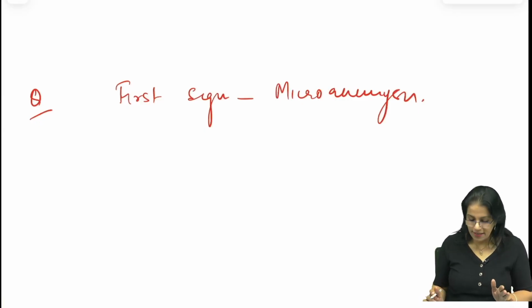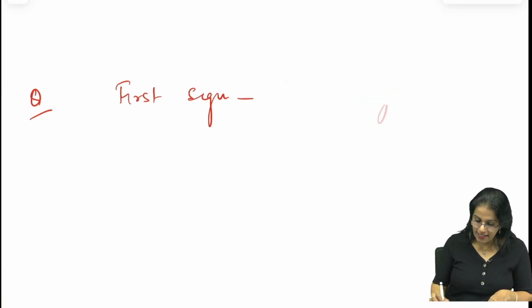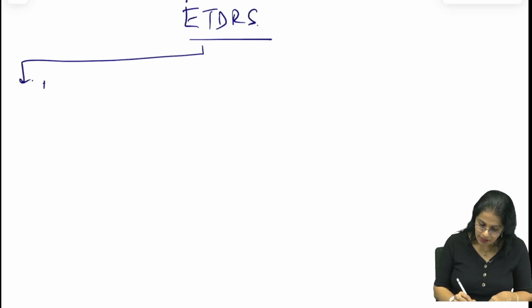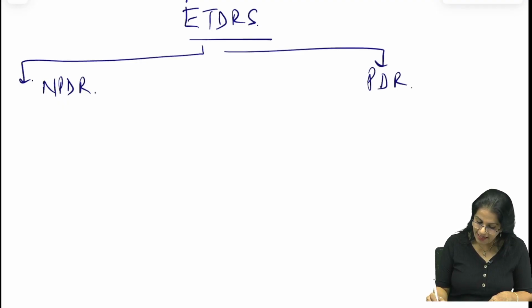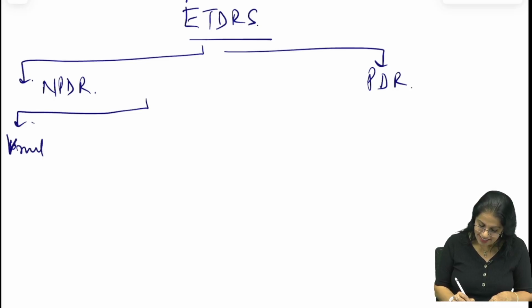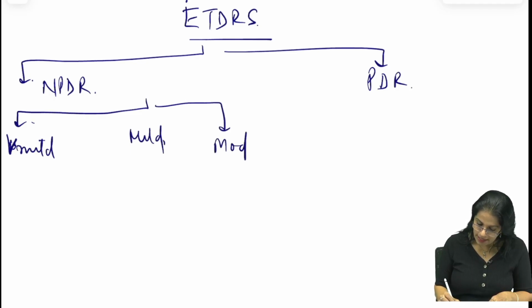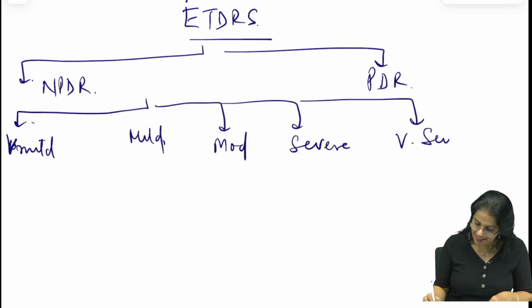Before we go further, this is very important to revise, and that is the ETDRS classification of diabetic retinopathy. What is that ETDRS classification? Almost similar to what you have just learned with me. Let us quickly revise. ETDRS classification says that you divide the diabetic retinopathy as non-proliferative and proliferative DR. In the non-proliferative, the latest edition says very mild, and then comes your mild NPDR, then your moderate NPDR, severe NPDR, and also very severe NPDR.